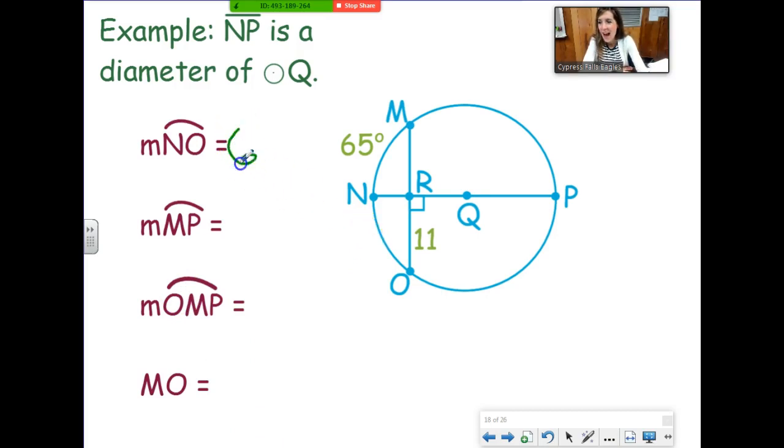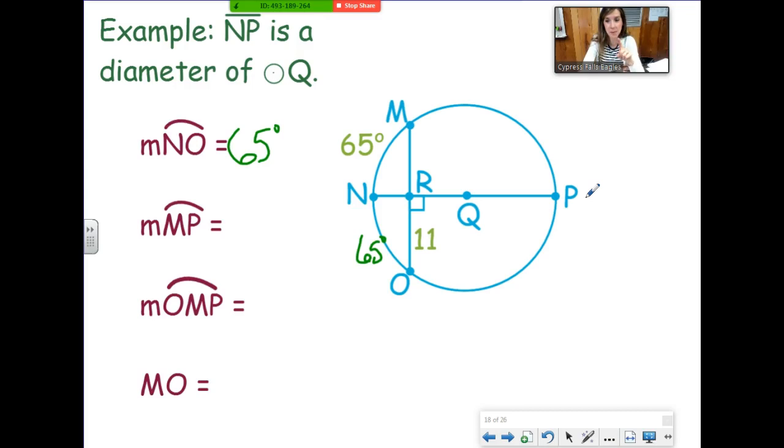65. Cool. I care less about the answer, and I care more about the why. Why is arc NO 65 degrees? Because the radius bisected the segment, so it bisected the arc. Good, but why did the radius bisect the chord in the first place? They're equidistant. No. Perpendicular. There we go. Here's the theorem.